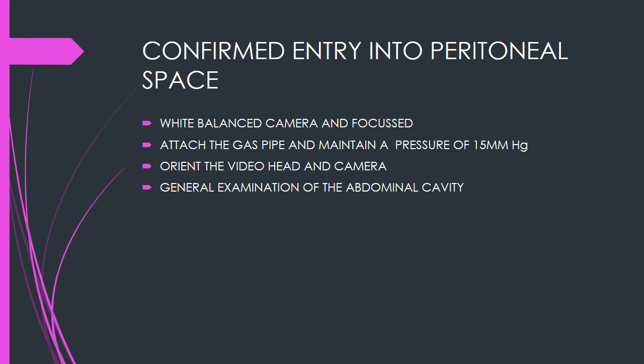See to it that when you focus either a gauze piece or whatever material you're using, you're able to see each and every fiber under good vision and focus, and the camera has been white balanced already. Attach the gas pipe to your trocar, maintaining a pressure of 15 mm of mercury. Orient the video head and camera in case you are using a 30 degree or 45 degree scope. Then perform a general examination of the abdominal cavity, focusing on the area into which you entered, just to check if there was any puncture of the intestine or a blood vessel.